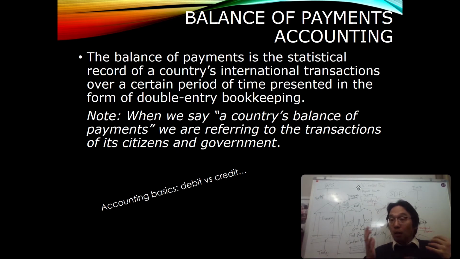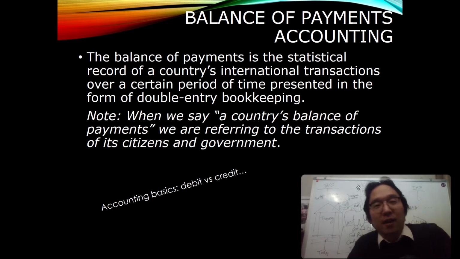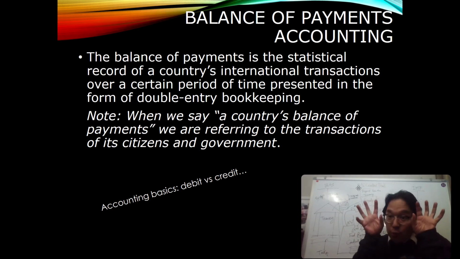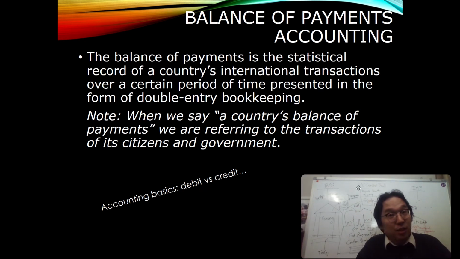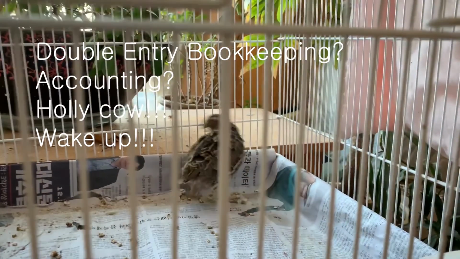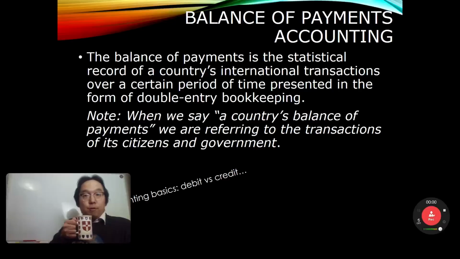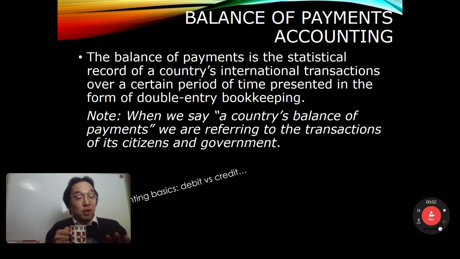And then double entry bookkeeping, what is that? That's 복식부기 in Korean terminology, right? Debit and credit, and you have both columns over there, and then they have to balance each other out somehow. You remember that? That's going to show up and bother you. Balance of payment, double entry bookkeeping, yes. You have to be refreshed about your accounting 101, very basics only, okay?